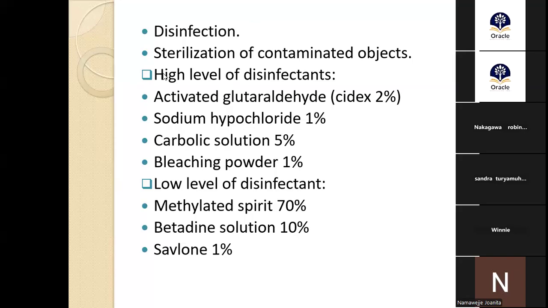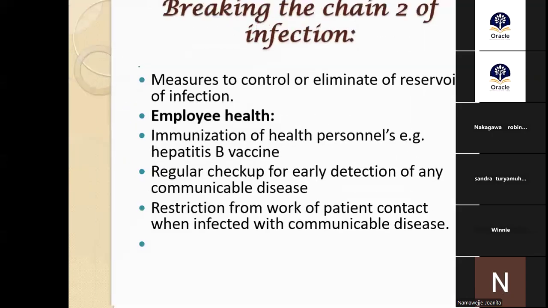That is disinfection. In disinfection, you kill most microorganisms, apart from the endospores. Sterilization kills all of them plus endospores. Under high level disinfection, you can use glutaraldehyde or Cidex 2%, sodium hypochlorite 1%, carbolic solution, bleaching powder or jik. Low level disinfection, you can use 70% alcohol, betadine solution, or Aviron. You are very familiar with these solutions.